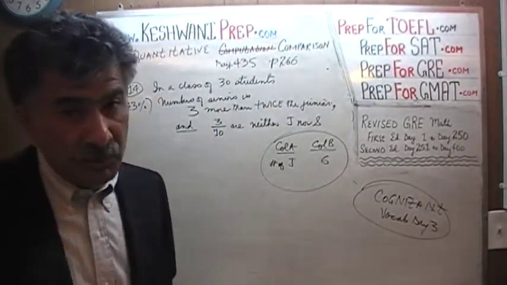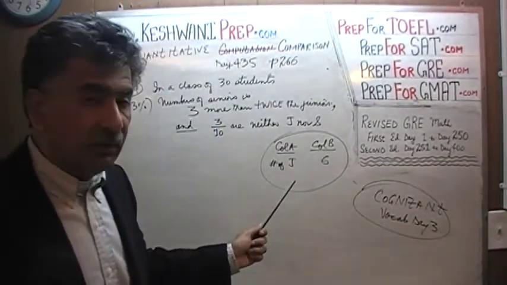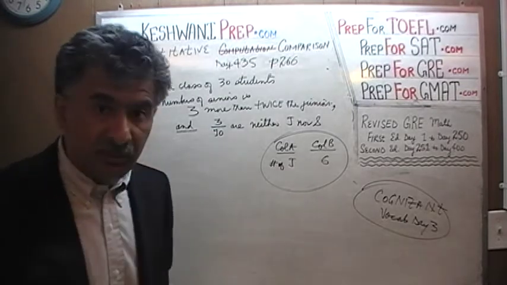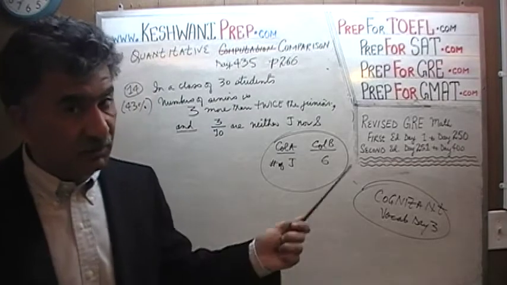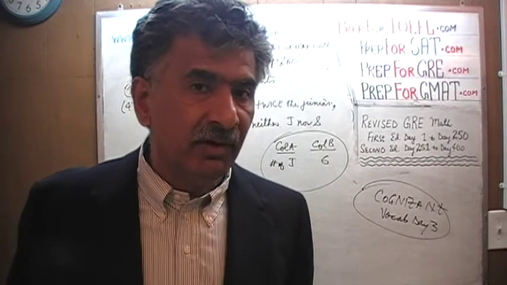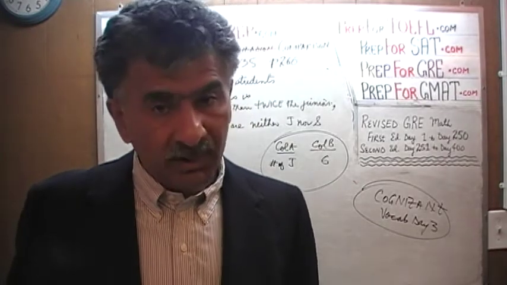We really don't like to compute anything, but here there is no way around it because they want you to compare the number of juniors versus 6. Now we could actually put 6 in there and see if it works or not. We could do that, and if the answer is C, then we are done. But if the answer turns out not to be C, then you will end up wasting more time trying to figure out whether it's A or B. If you like, we can do it both ways.